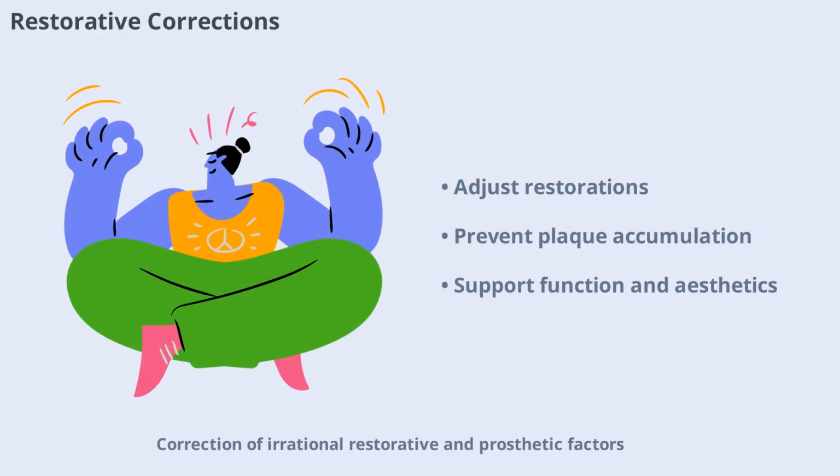Correction of irrational restorative and prosthetic factors is necessary to prevent further periodontal damage. This involves adjusting or replacing restorations that contribute to plaque accumulation or interfere with oral hygiene. By addressing these issues early, clinicians can minimize complications and enhance the effectiveness of subsequent therapies. Proper restoration supports both function and aesthetics, contributing to overall treatment success.